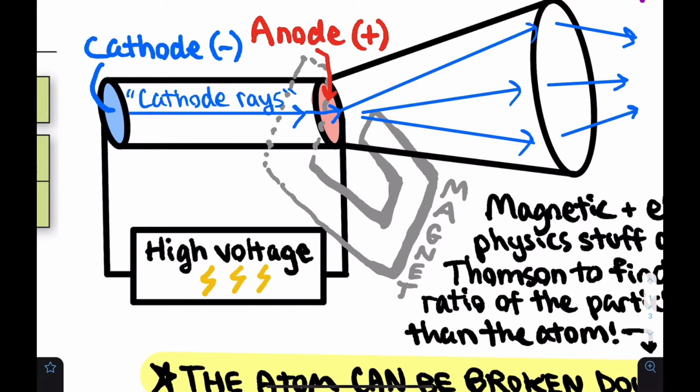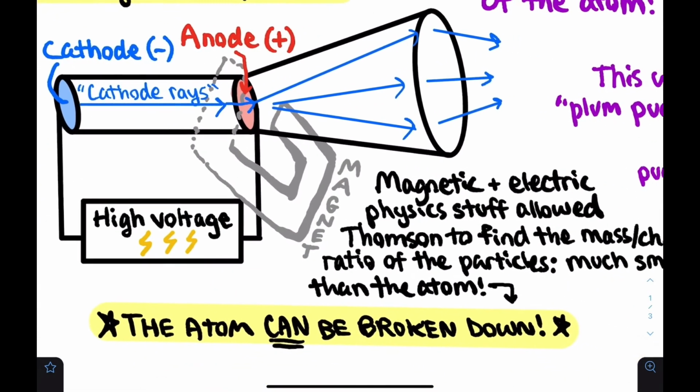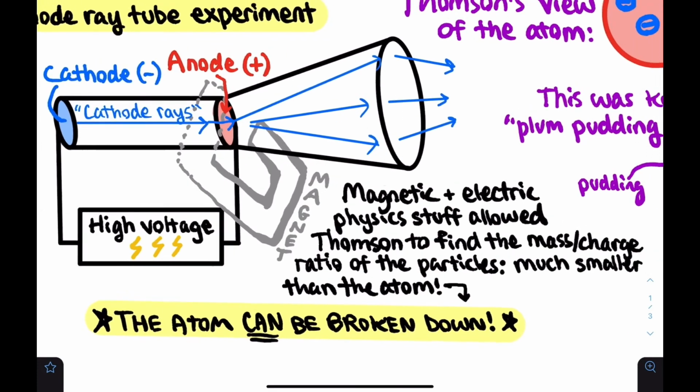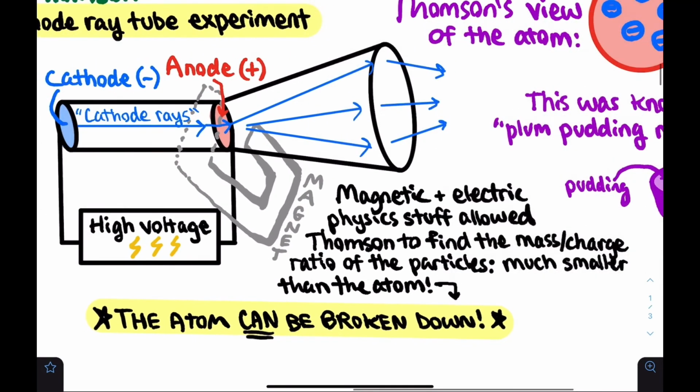So these cathode rays would turn to different amounts, and how much they turned at what angle was based on their mass to charge ratio. So you don't get to know their mass or their charge, but you get to know what is their mass in relation to their charge. And what Thomson came up with was very different than what was known about the atom at the time, which led him to the revelation that the atom can be broken down into smaller stuff.